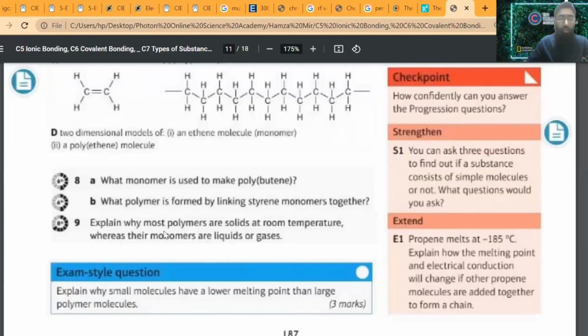Now, the next question, question number 9, is: explain why most of the polymers are solid at room temperature, whereas their monomers are liquid or gases. The reason is that a polymer definitely has a long, huge structure, and when a structure is big, it has a large number of forces of attraction, and when there is a large number of forces of attraction, that thing is solid. Let me explain in proper wording.